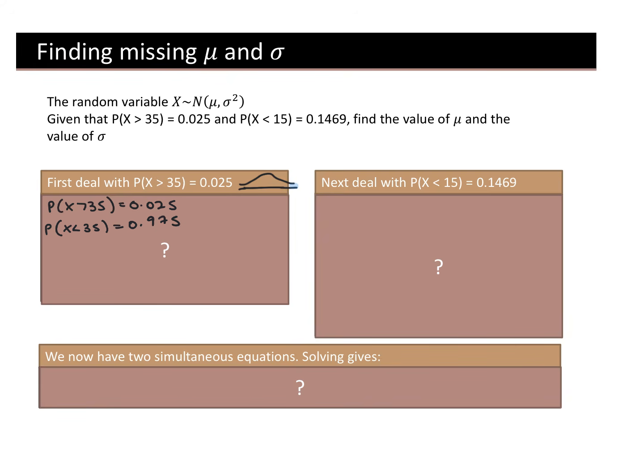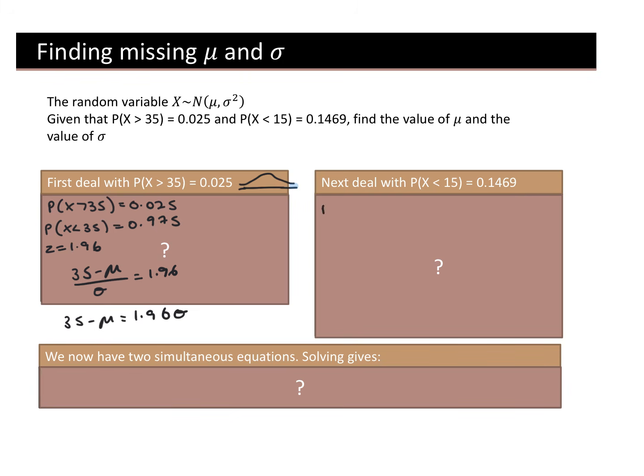So 0.975 is going to give me 1.96. So our z equals 1.96. So for the first equation, we know that 35 minus the mean over the standard deviation equals 1.96. Okay? So if I wanted to, I could rearrange this to get 35 minus the mean equals 1.96 multiplied by the standard deviation.